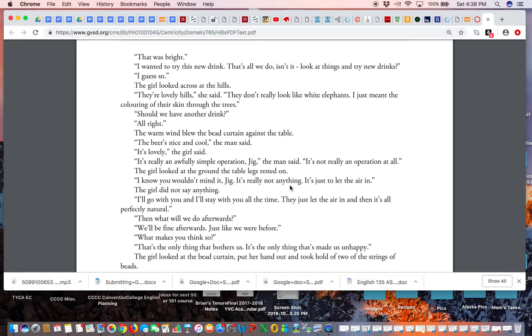This operation, I assume, is really not anything. It's just to let the air in. I don't know what they're talking about, but I'm going to underline this because this seems like a really important clue. The girl, again, disengages. She does not say anything.